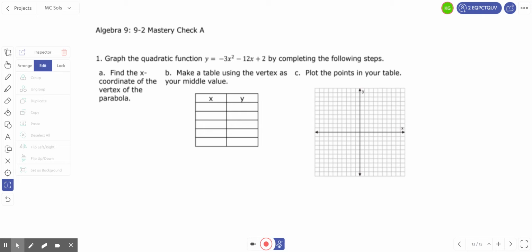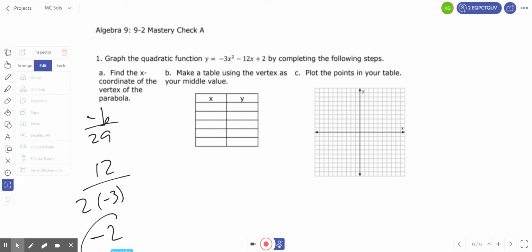Step A is to find the x-coordinate of the vertex of the parabola. So to do that, we'll use our equation, negative b over 2a. In this case, that is negative negative 12, so positive 12 over 2 times negative 3, which is negative 6 on the bottom. 12 divided by negative 6 is negative 2. So negative 2 is going to be the x-coordinate of our vertex.